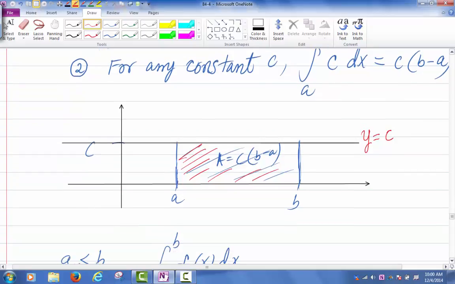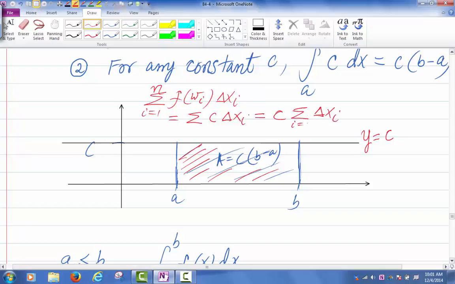Okay, so the point is, remember, if I have a partition of the interval from A to B, and I look at a sum, f of wi times delta xi, i going from 1 up to n, what is f of wi? Well, f of wi is c, because f is the constant function c. So this would be the sum of c times delta xi. But because c is a constant factor, I can take it outside of the sum, and then I have the sum of delta xi, i going from 1 up to n.